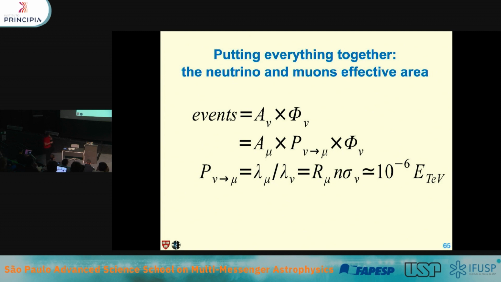Now, I can rewrite this, and this is about 10 to the minus 6 if you put the energy in units of TeVs. So it's a relatively small number. Then the neutrino effective area, we call it, is this probability times the probability that the neutrino survives. Remember that if the neutrino is less than, say, 50 TeV, then Earth is approximately transparent. But later you have to take into account that suppression, which is flavor dependent. And then this is your geometrical muon acceptance area.